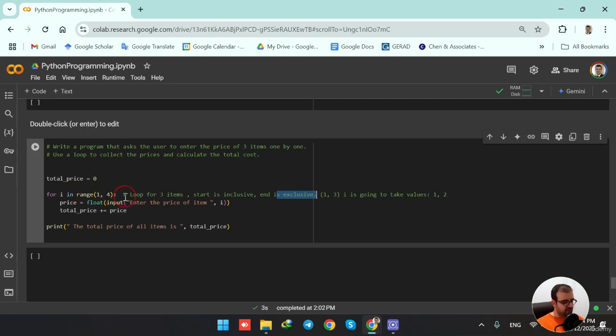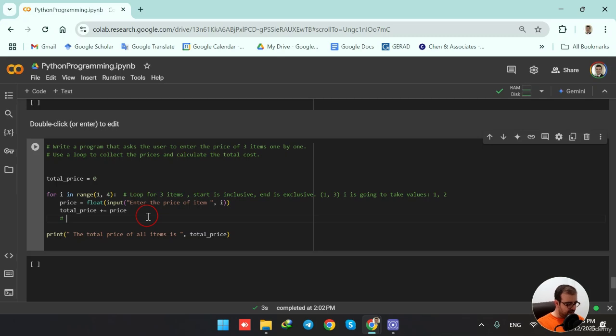Therefore, if we want to ask for 3 items, we need to ask for the range of 1 to 4. So for any I in the range 1 to 4, we are going to show the user a message saying enter the price of the item 1, for example, item 2 and item 3, and whatever the user is going to enter is going to be converted to float and then be assigned to the price variable here. Okay, and the price variable here is going to be added to the total price.